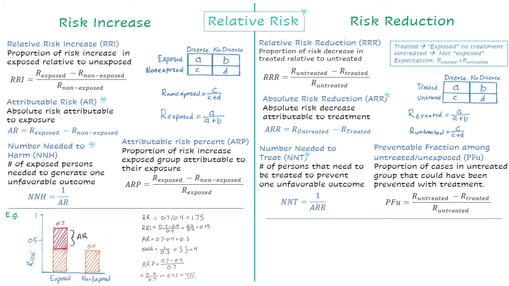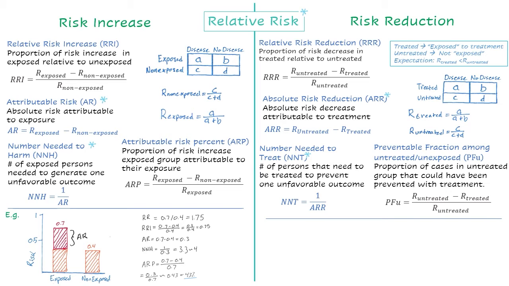We calculate number needed to treat by finding the inverse of absolute risk reduction. And again, this makes sense because unit-wise, absolute risk reduction tells us how much risk we reduce per person, while number needed to treat tells us how many people we need to treat to avoid the risk. The preventable fraction among the unexposed is equal to the proportion of cases in the untreated group that could have been prevented with treatment.